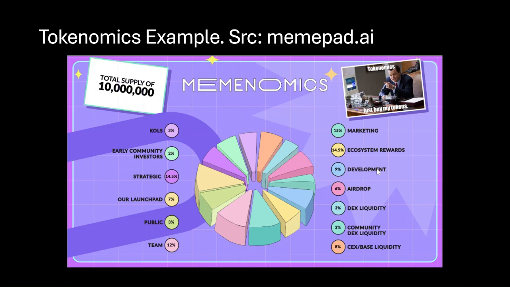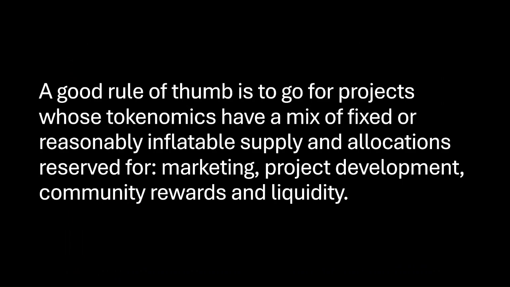So it shows that they have a long term plan for the project and they are committed, right? So this is just an example. There are so many other examples of tokenomics. A good rule of thumb is to go for projects whose tokenomics have a mix of fixed or reasonably inflatable supply, and allocations reserved for marketing, project development, community rewards, and liquidity. Right?